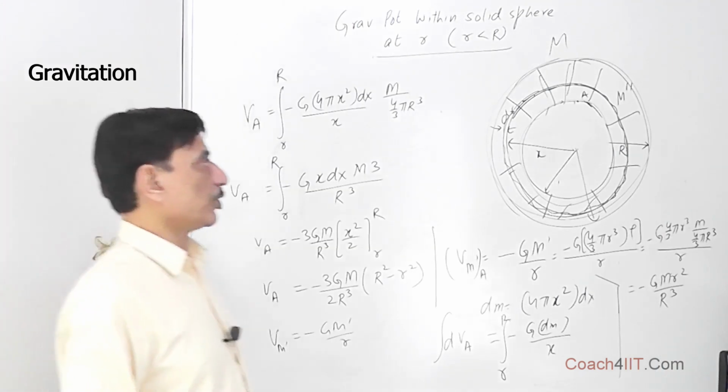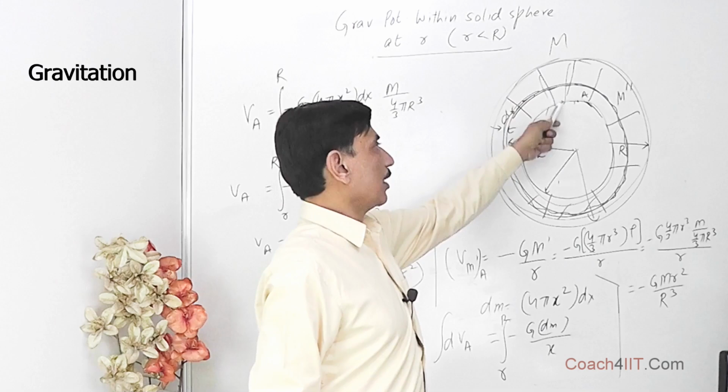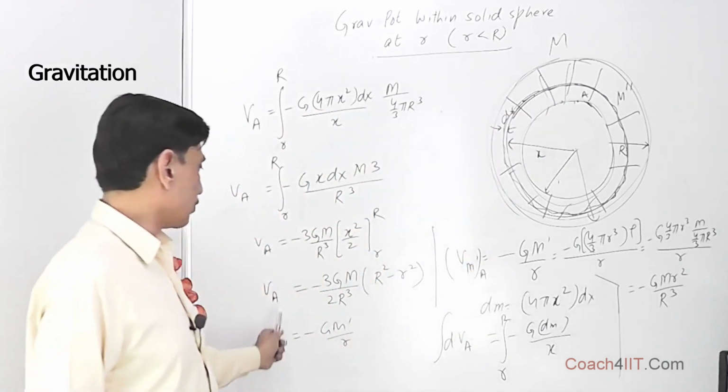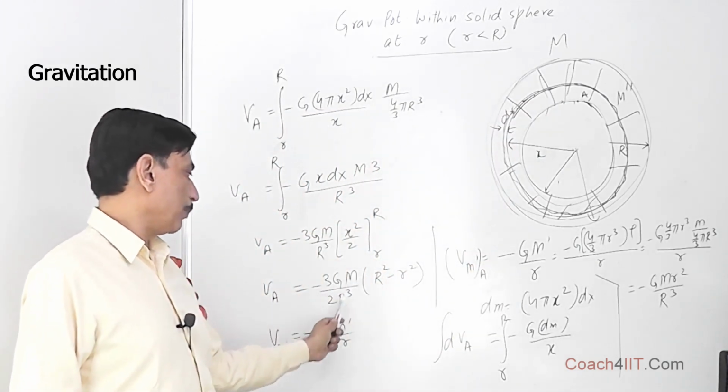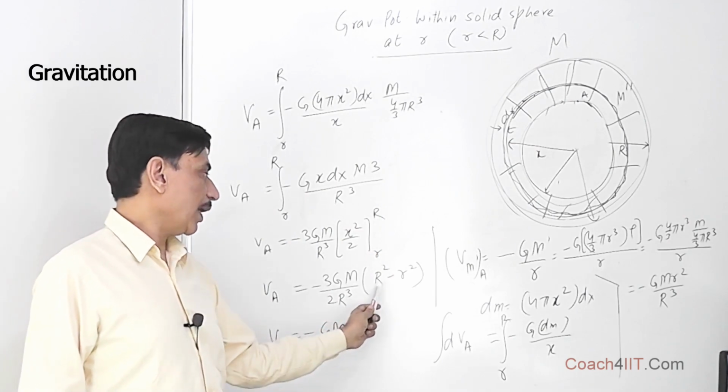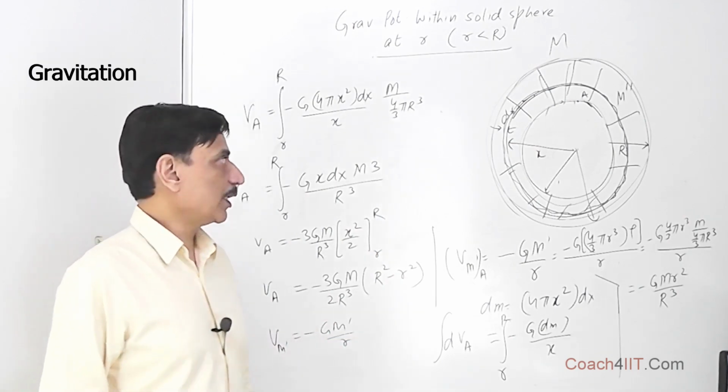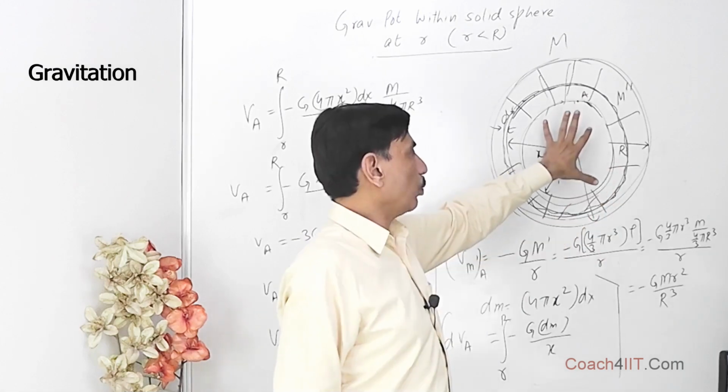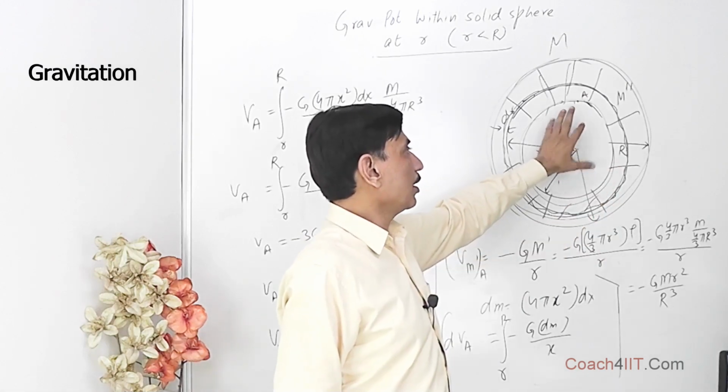So the gravitational potential at point A because of this outer thick shell comes out to be minus 3 GM upon 2 capital R cube times (R square minus r square). So this is the contribution of this outer shell. And what is the contribution towards potential at the point A?